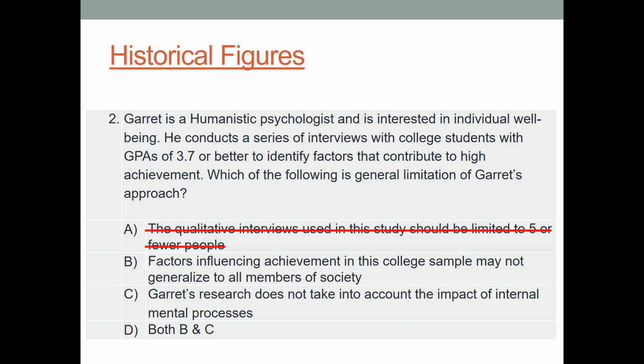C, Garrett's research does not take into account the impact of internal mental processes. Well, I don't see anything in there that has anything to do with internal mental processes or not including those, so we'll cross that one out. And then option D is both B and C as limitations, but since we've crossed out C and ruled that as not a reasonable response, we can cross out D, and that leaves us B as the only answer left, and it is the correct answer. Okay.